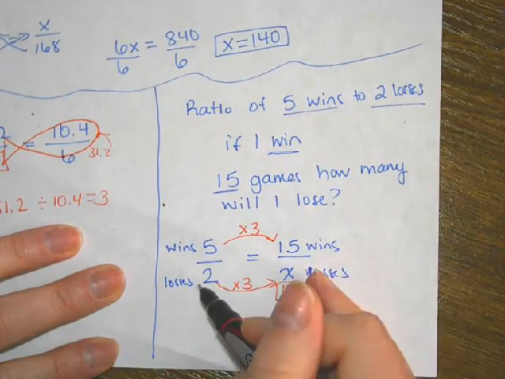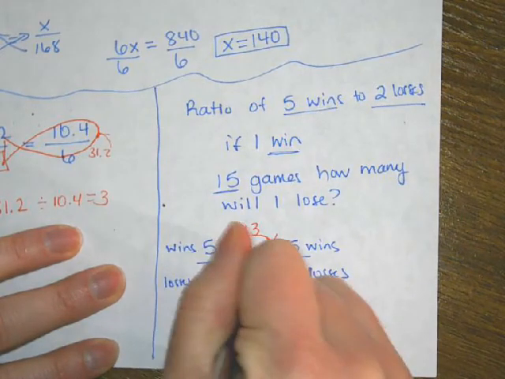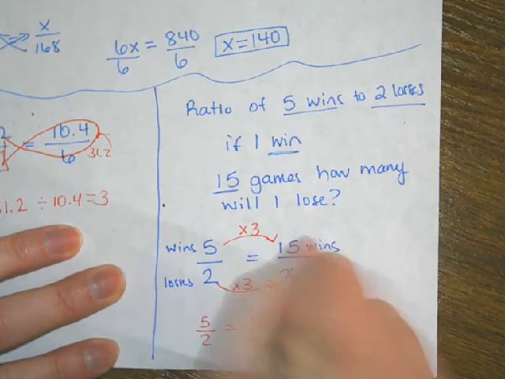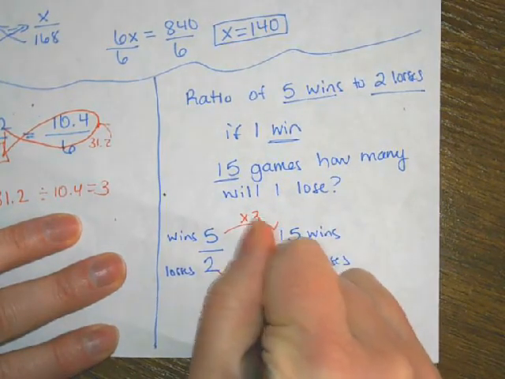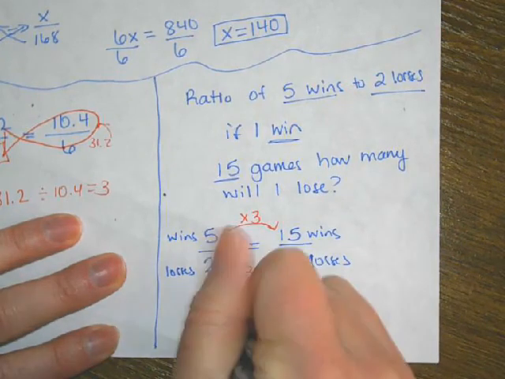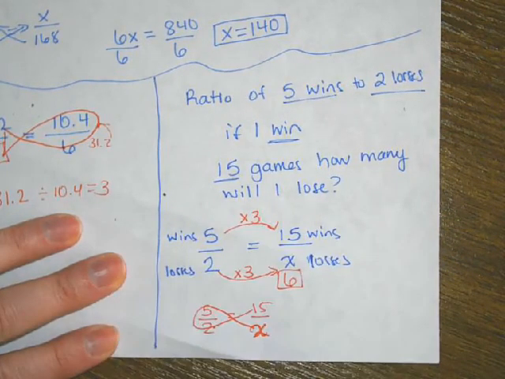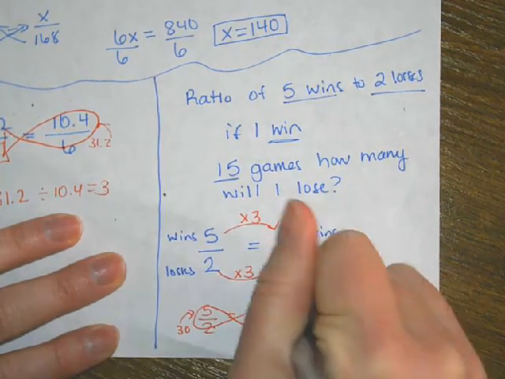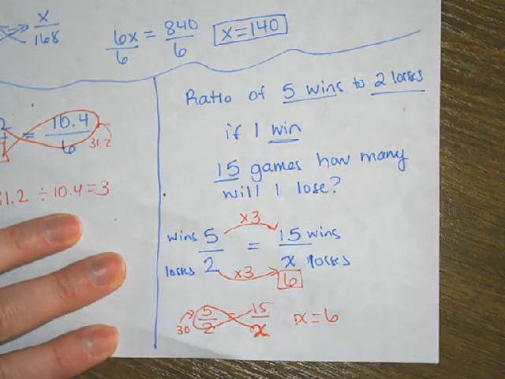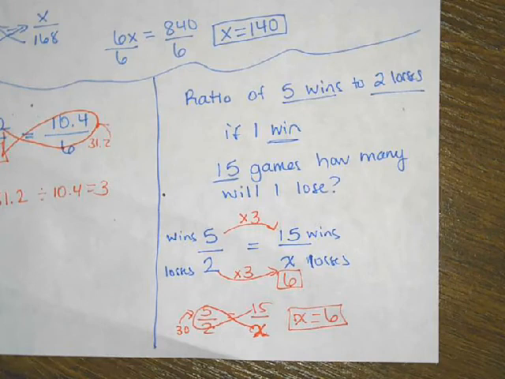Again, you could do fish. I will show you here. You would get 15 times 2. Oops, sorry, that should be an X. 15 times 2, which is 30, divided by 5 is going to be 6. So as you can see, works either way. And that is how you solve a proportion.